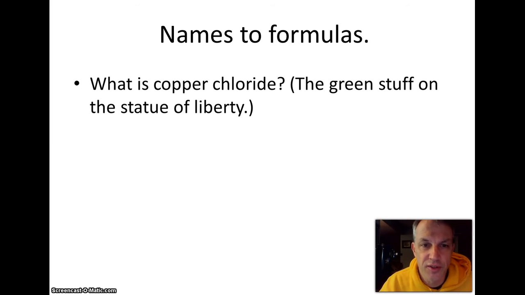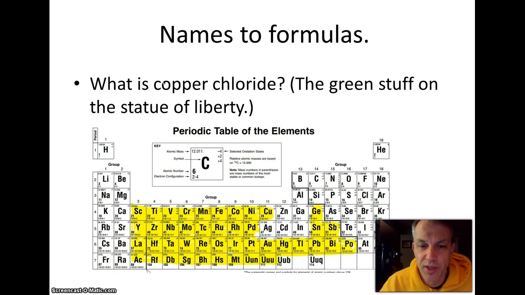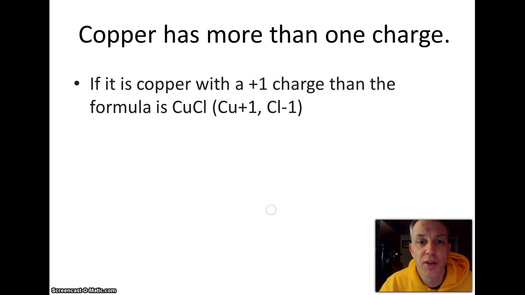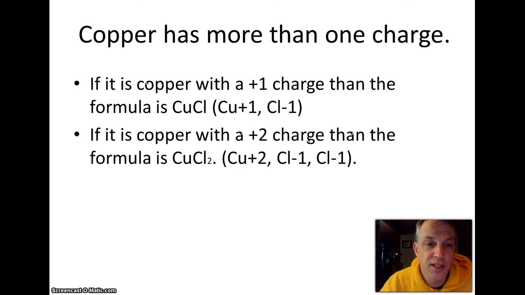So the green stuff on the Statue of Liberty, copper chloride, is that the right name? Not really. If we look at the periodic table, chloride is going to be -1. All these are -1. Copper, though, can be +1 or +2. We don't know which one. So we have to figure that out. In this case, if we look at the formula, if chloride is -1 in this first one, and there's one copper, copper has to be +1. Here, if there's two chlorides and each one is -1, copper has to be +2.